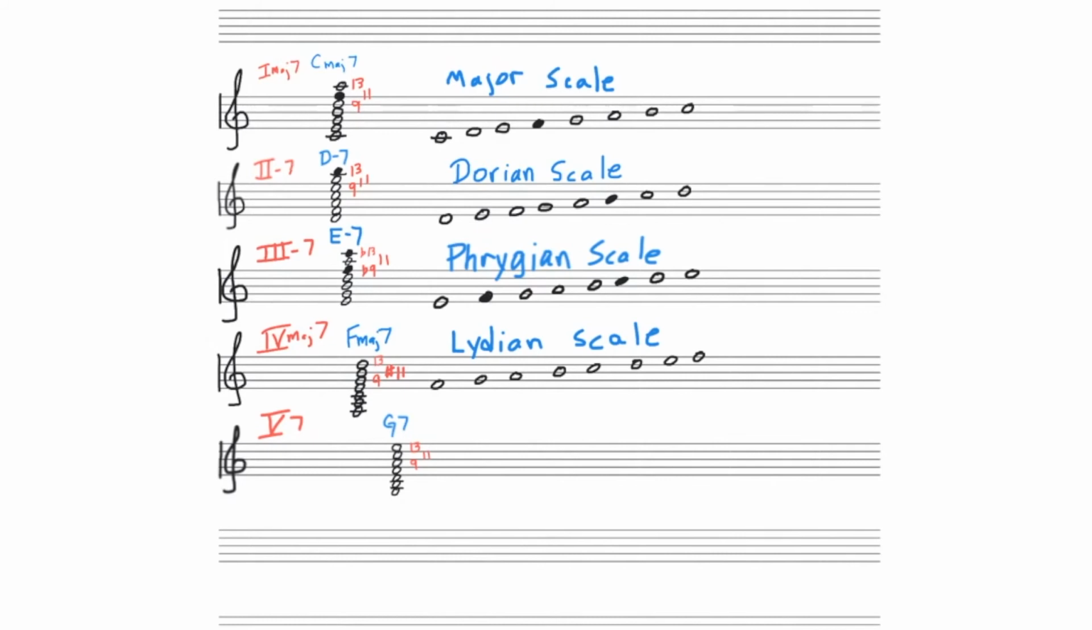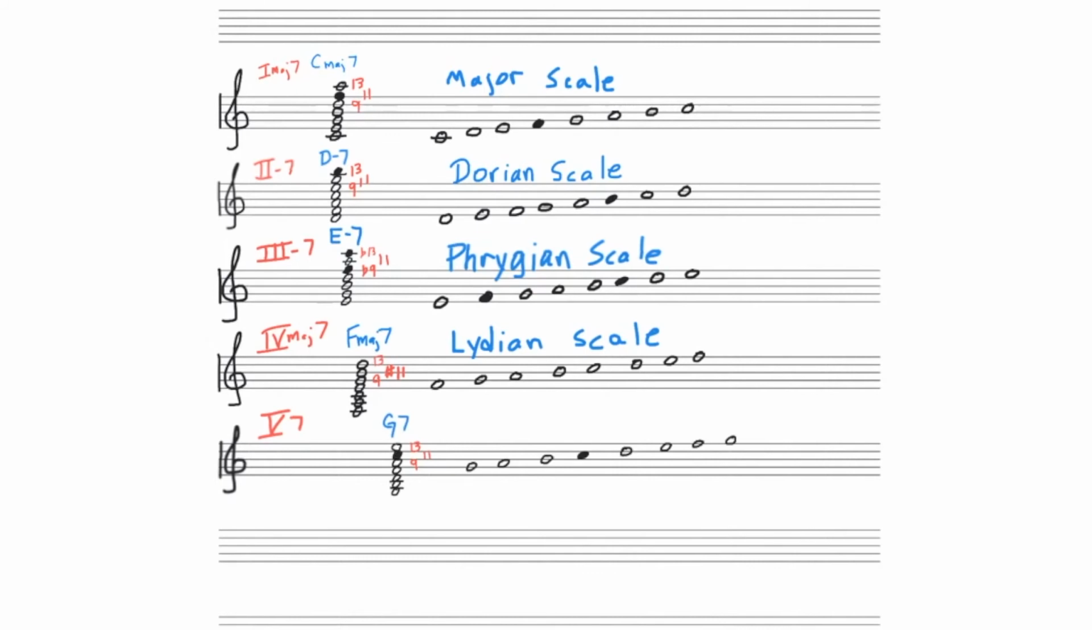If I examine the notes, I can see that the A, the 9, is a whole step above G, is available. C, the 11, is a half step above B, the 3rd, and therefore it's an avoid note. E, the 13, is a whole step above D and is an available tension.